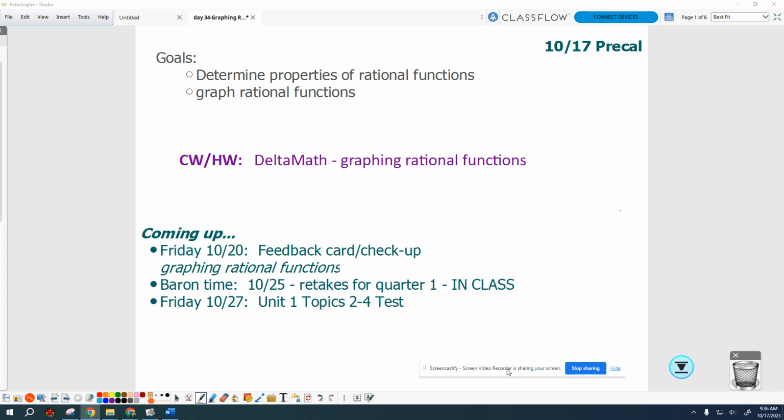And let's see, Wednesday next week are retakes. They'll be done in class. I will send you a Google form where you can fill out what you want to retake. And you need to do quiz corrections, which I should hand out. You need to do corrections for the things that you want to retake. You can retake one feedback card and one quiz.